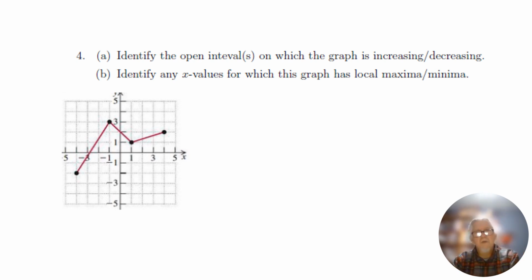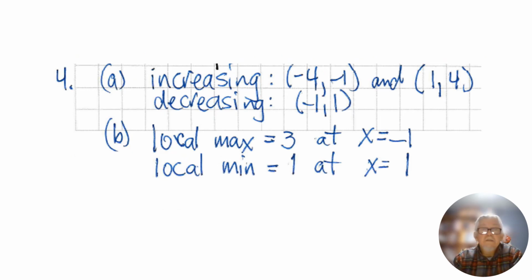I'll look at the graph and say it is increasing here. So from x = -4 over to x = -1, the graph is increasing. Open interval, even though these are solid dots, increasing and decreasing only refer to open intervals. And then again from 1 to 4, increasing, and then we'll flip back and forth here. So increasing from -4 to -1, and then from 1 to 4. Let's go back.